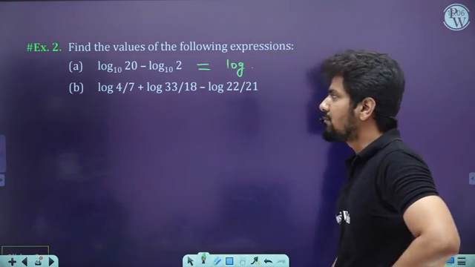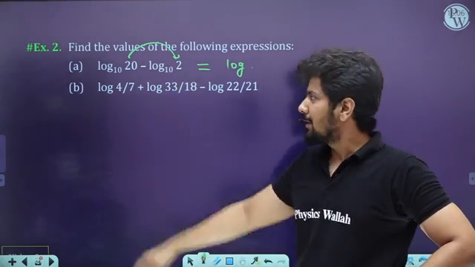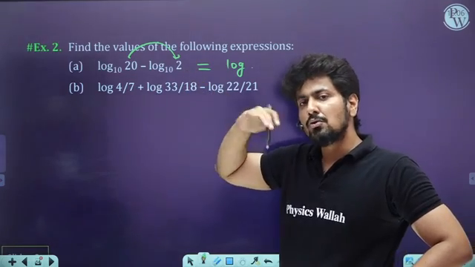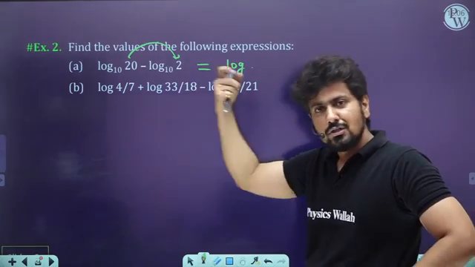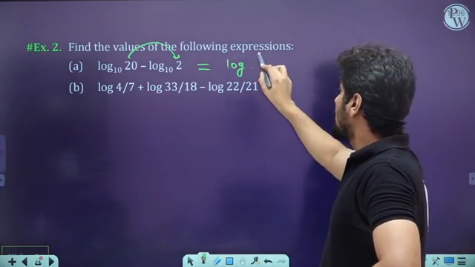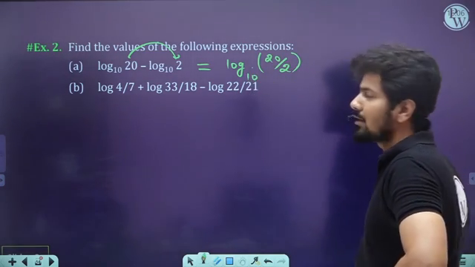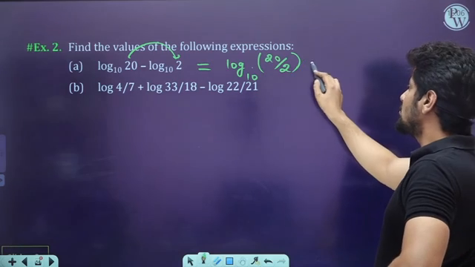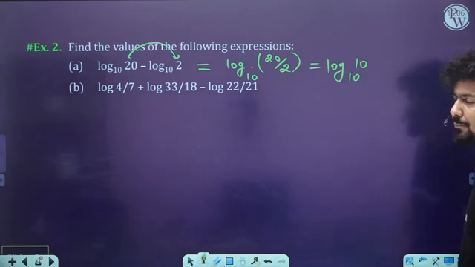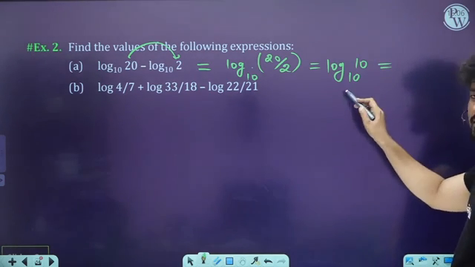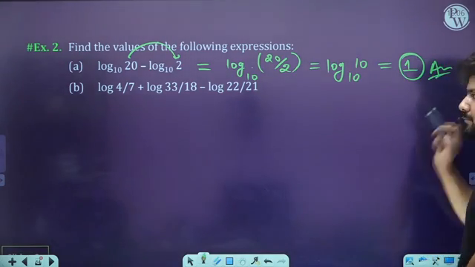This will be equal to log of what? 20 upon 2. Log of a minus log of b is equal to log of a upon b. So it will be 20 upon 2 to the same base 10. Log of 20 upon 2 to the same base 10. What is 20 upon 2? 20 upon 2 is 10 only. So this is log of 10 to the same base 10. What's the value of log of 10 to the same base 10? That will be 1. So this is our answer for the first part.